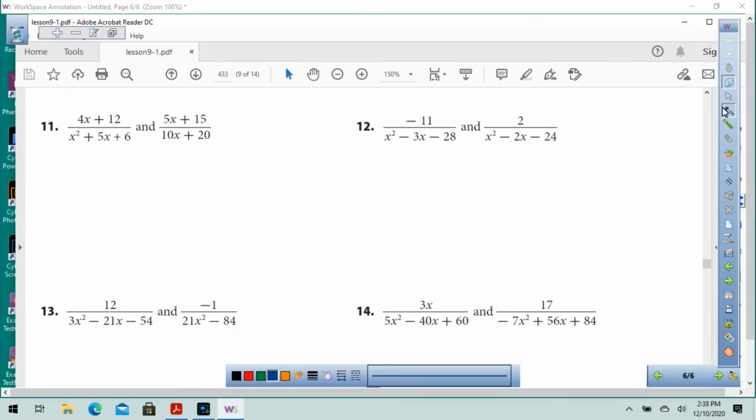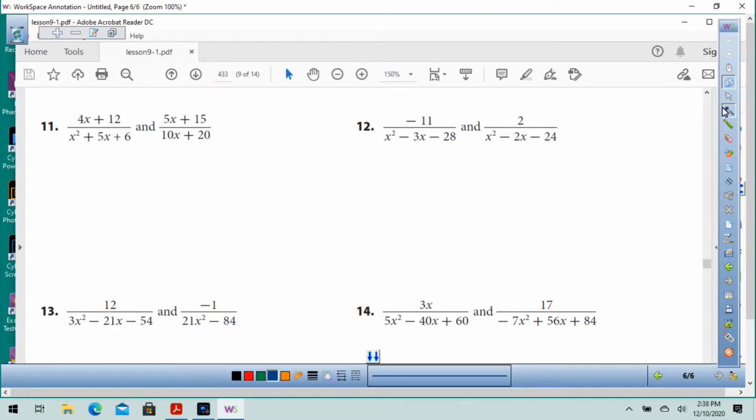Number 11. All right, now it's slightly more difficult, slightly. We need to factor both of these, and I'm going to get x plus 3 times x plus 2. 3 times 2 is 6, 3 plus 2 is 5. Come over here, I got 10, and then x plus 2. All right, what are the factors?